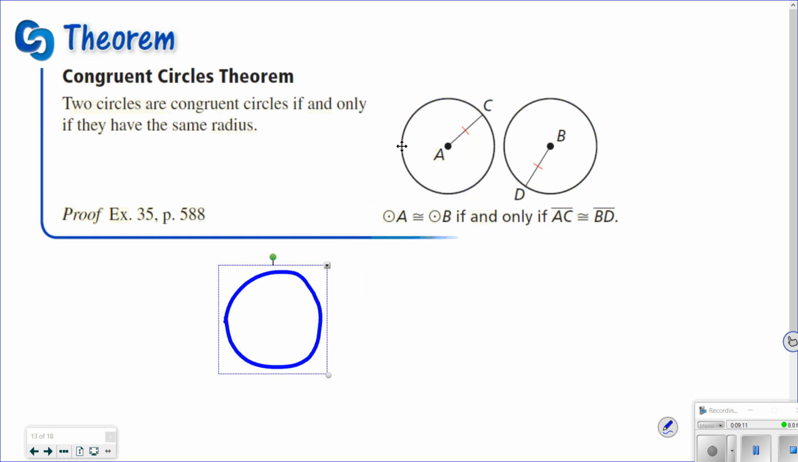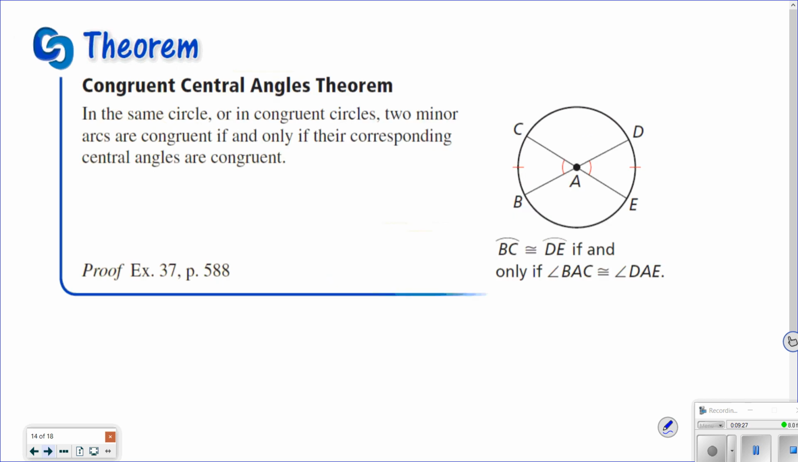By the way, the if and only if part means it goes both ways. So that means if the circles are congruent, then the radii have to be congruent, or if the radii are congruent, then the circles have to be congruent. So it goes both ways with that if and only if.